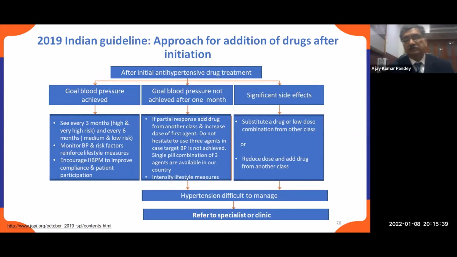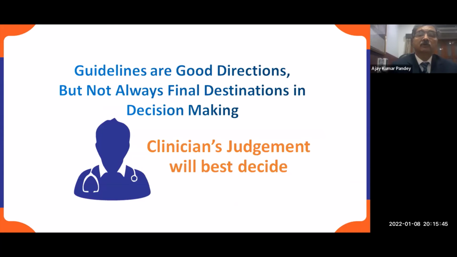If hypertension is difficult to manage, refer them to us, to the specialist or clinics. We are there to manage and look into the different etiologies, maybe secondary hypertension, maybe some resistant hypertension. Resistant and secondary hypertension should come to specialists, and you should keep watch on how the specialists are monitoring and treating them, and learn from us. Guidelines are good directions, but not always the final destination in decision making. Your clinical judgment will decide best, but your judgment should be backed up with a good amount of clinical knowledge.